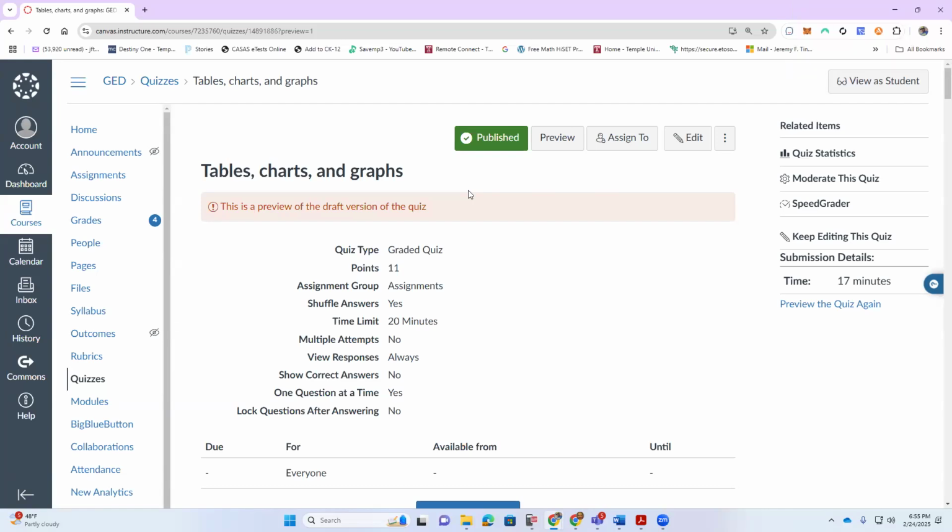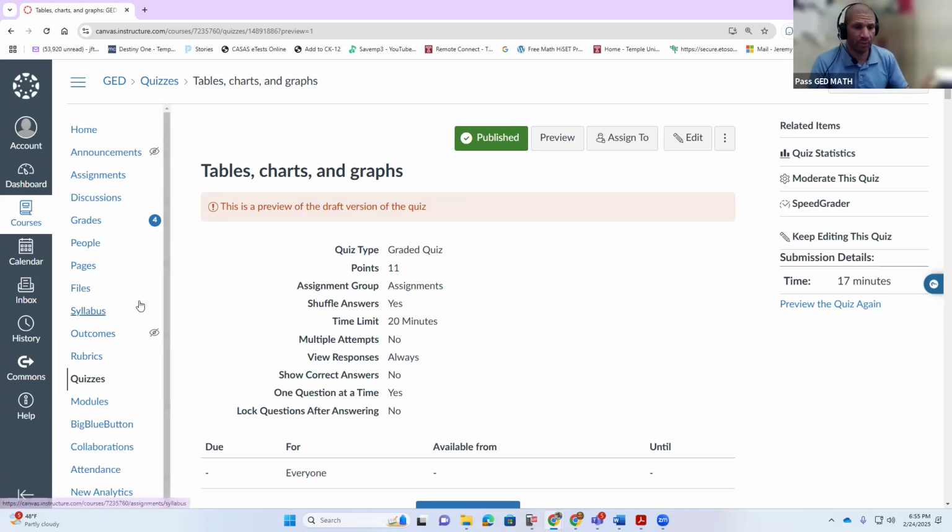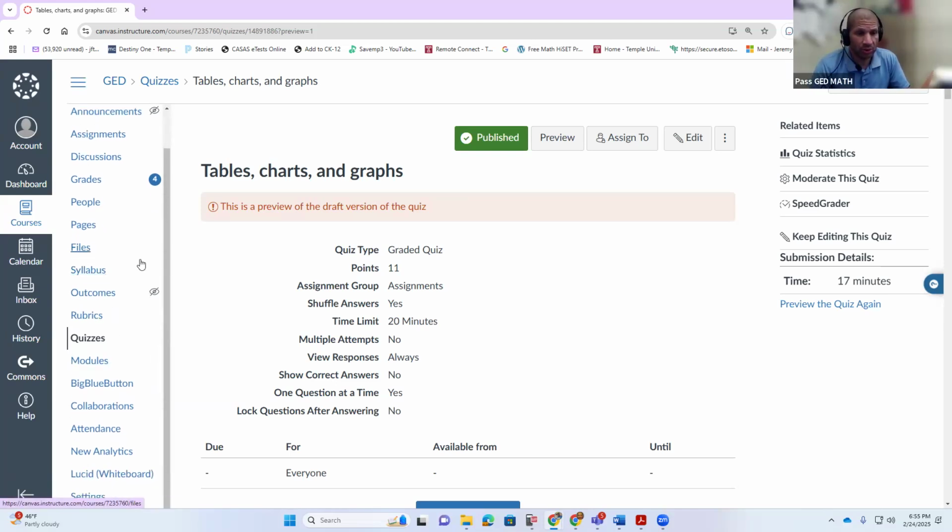The graphs. What about the graphs? I get confused when it asks you to plot the points. Okay, plot the points. So what we're going to do is let me see if I got.